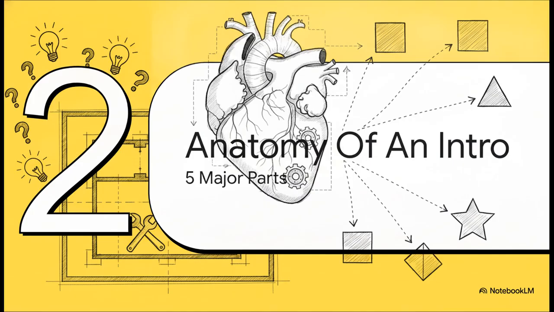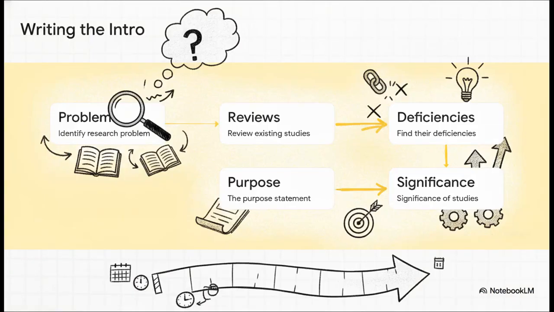Moving right along to Section 2, the anatomy of an intro, zooming in on the 5 major parts. A truly successful introduction is not just a rambling collection of academic thoughts. It's meticulously engineered. Honestly, if you're ever facing writer's block, just use this definitive 5-step checklist. It works every single time, acting as the ultimate solution for getting your ideas flowing. Step 1, identify the broad research problem. You start wide, introducing the general issue at hand.